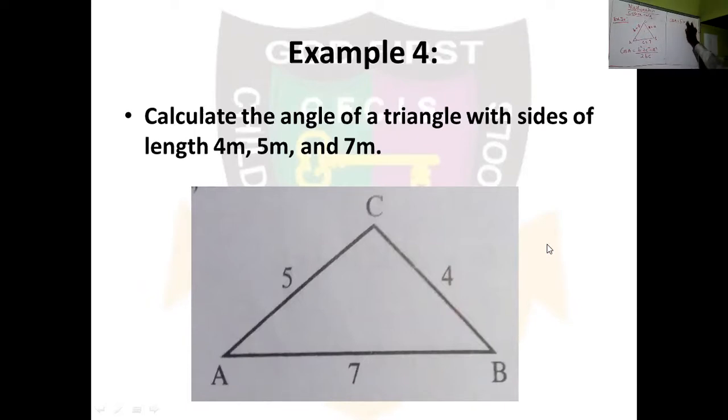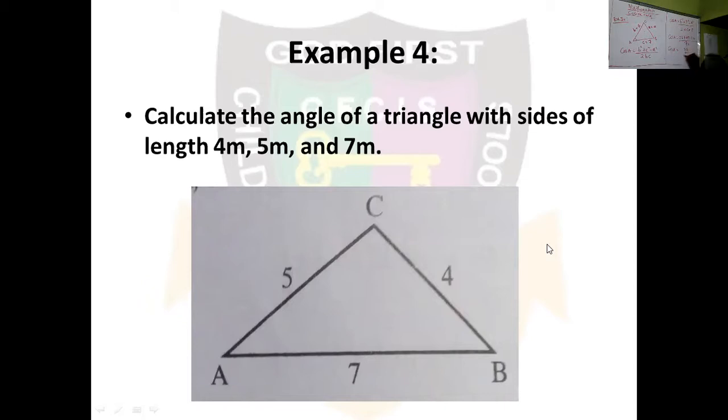Sorry, b is 5 squared. c is what? 7. 7 squared minus what? a is 4 squared, all over 2 times b is 5 times c is 7. So cos A will give us 25 plus 49 minus 16 all over 2 times 5, 10 times 7, this will give us 70. So cos A is equal to 25 plus 49. Okay, let's do it together.